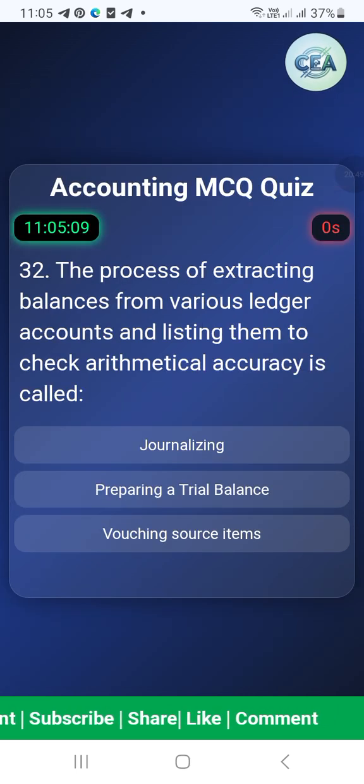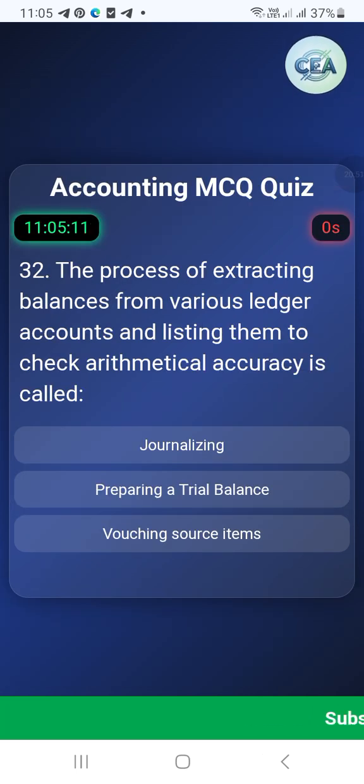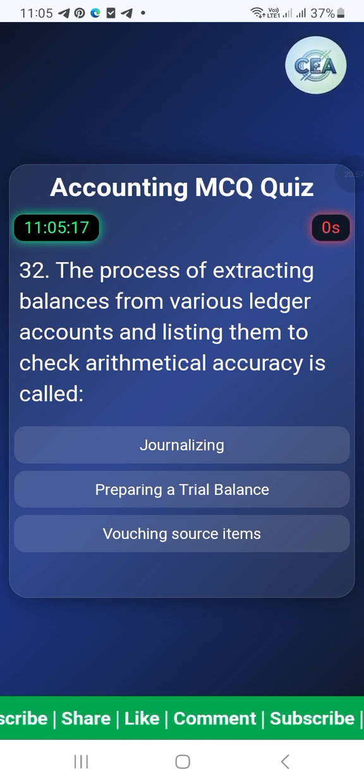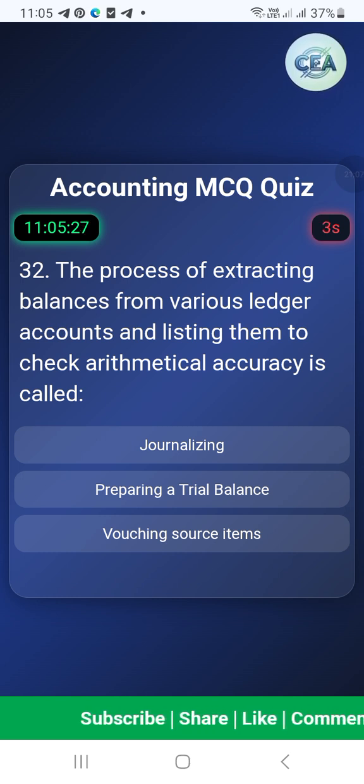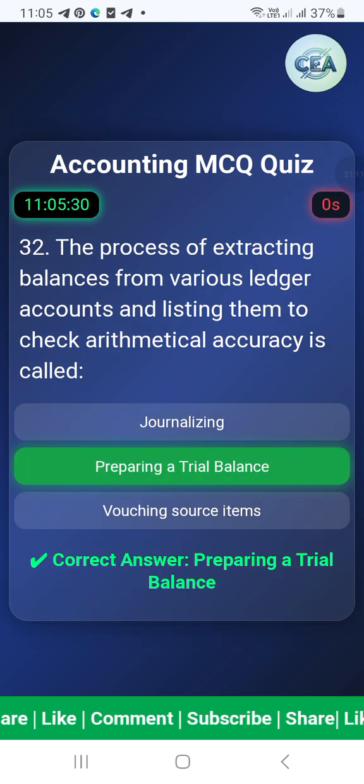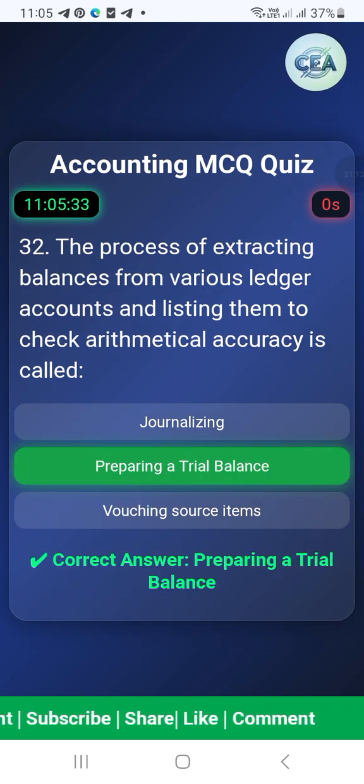32. The process of extracting balances from various ledger accounts and listing them to check arithmetical accuracy is called. Option 1. Journalizing. Option 2. Preparing a trial balance. Option 3. Vouching source items. Correct answer is preparing a trial balance.